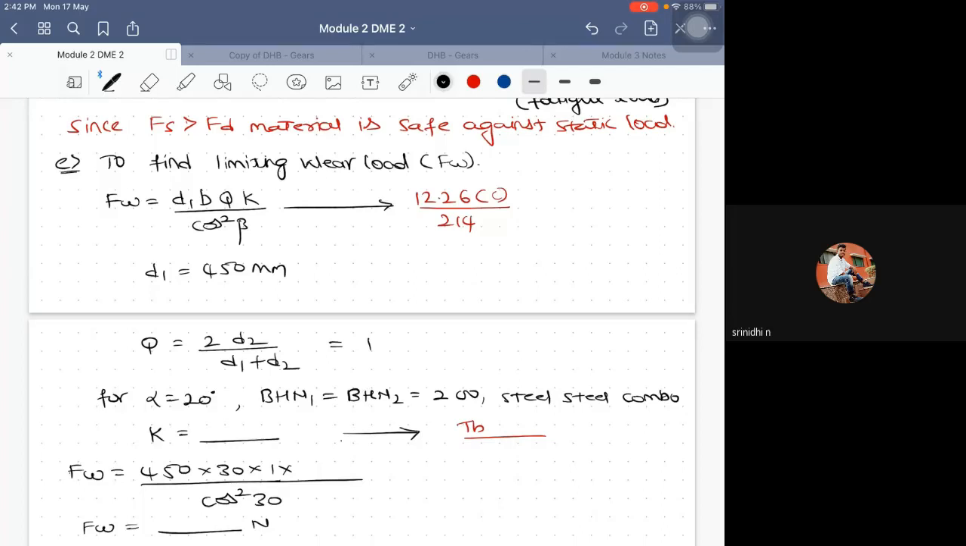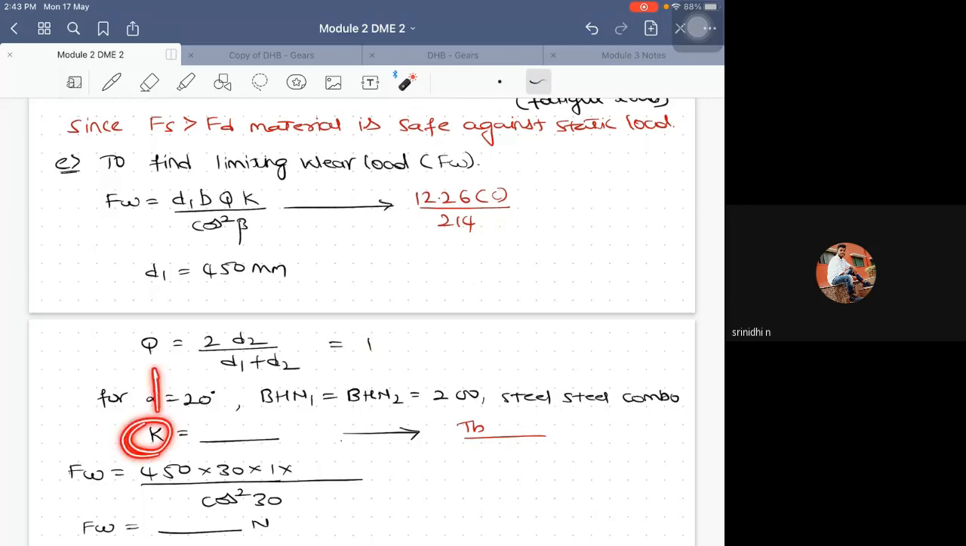So wear load is given by the equation 12.26C, page number 214. D1 is 450 mm, and Q will be equal to 1 because D2 is equal to D1. If you substitute and calculate also, it would be 1 there. And for alpha, pick the value of K.